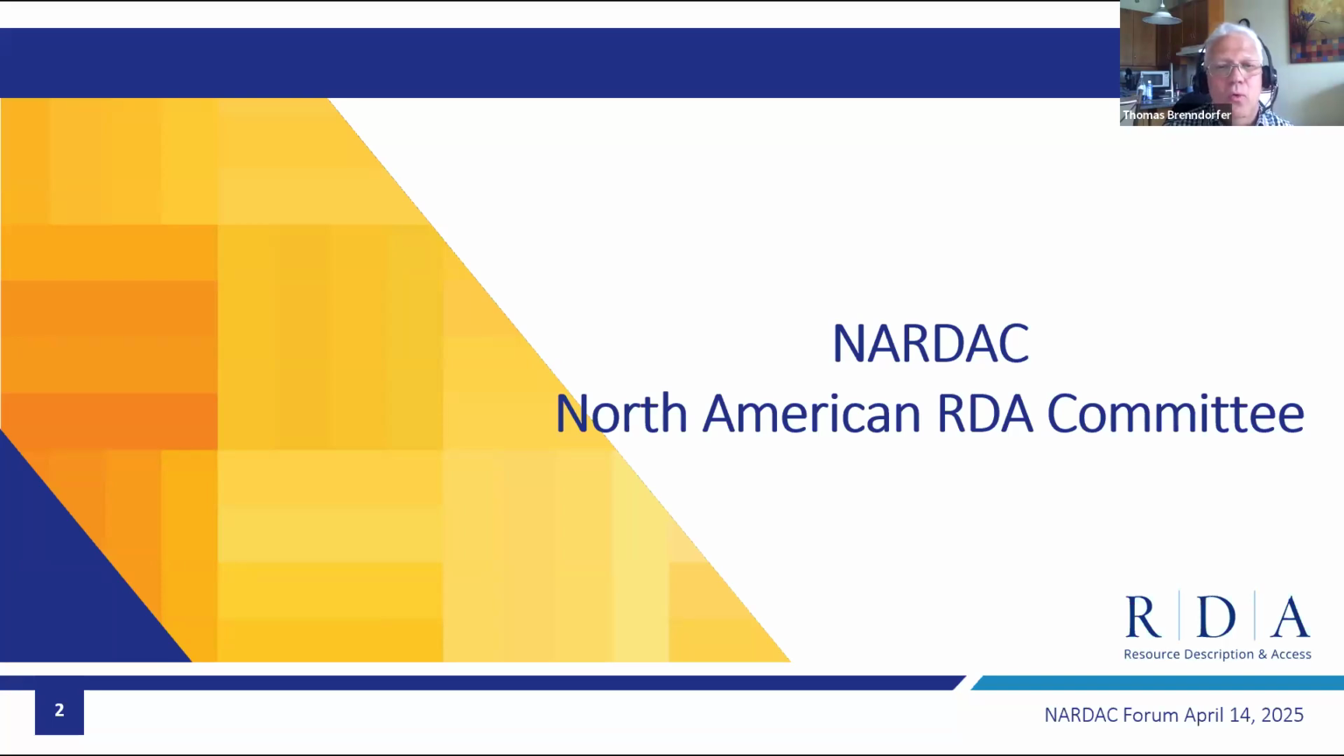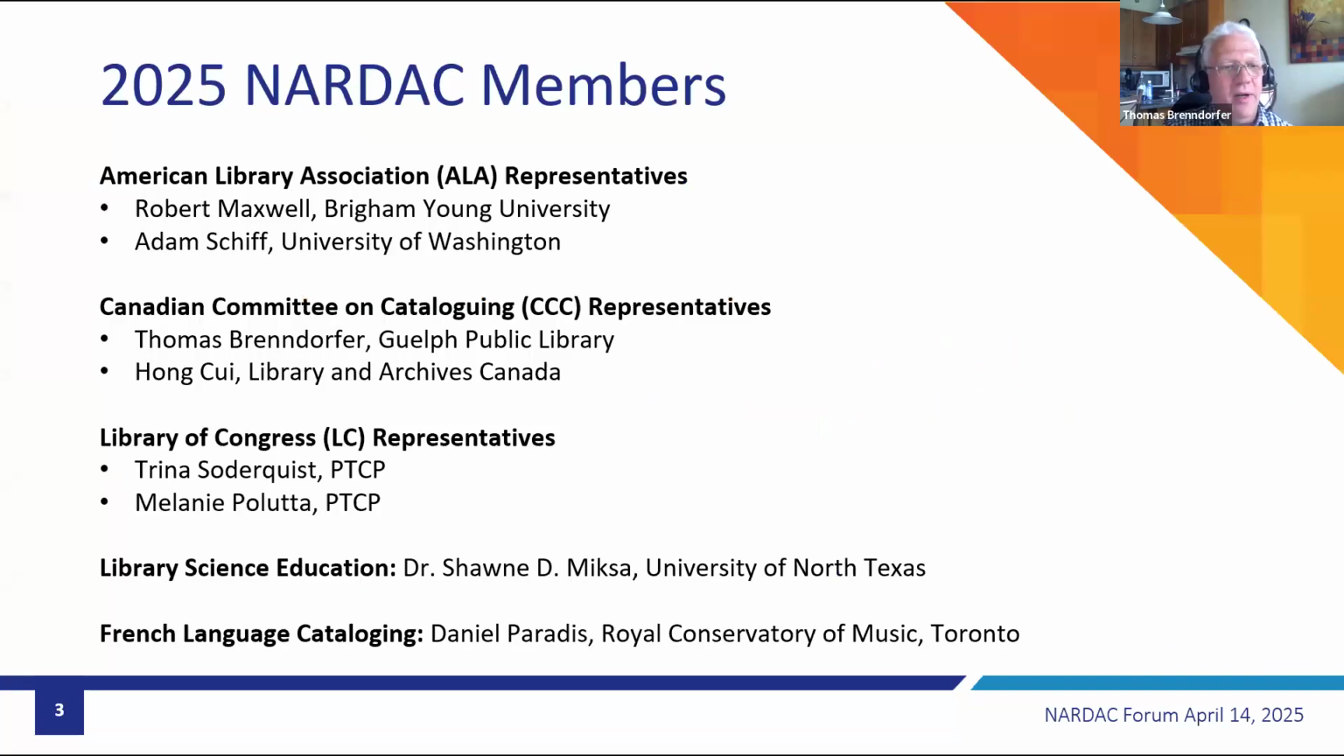So who is NARDAC? Well, NARDAC has currently 8 members. Representing the American Library Association, we have Robert Maxwell from Brigham Young University, Adam Schiff from University of Washington. Representing Canada, the Canadian Committee on Cataloging, is myself, Thomas Brendorfer, working at the Guelph Public Library. And we also have Hong Shui from Library and Archives Canada. Representing the Library of Congress is Trina Soderquist and also Melanie Paluda. Both of them work for the Policy Training and Cooperative Programs Division.